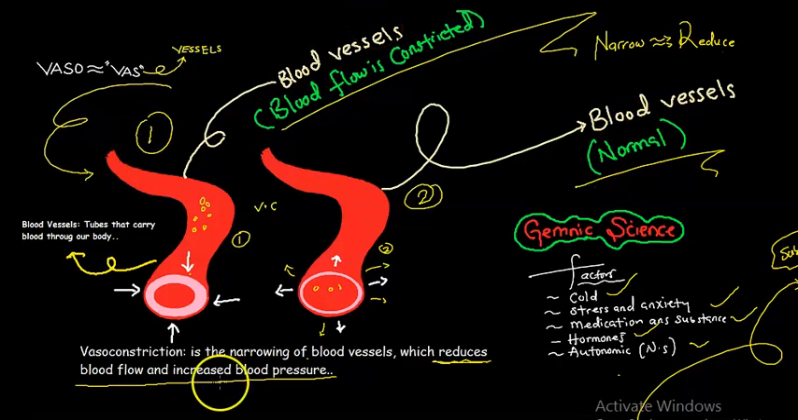Blood vessels. And you need to understand that vasoconstriction reduces blood flow and increases blood pressure. And we have some few factors which cause vasoconstriction, factors like cold, stress and anxiety, medication and substances, hormones, and autonomic nervous system.